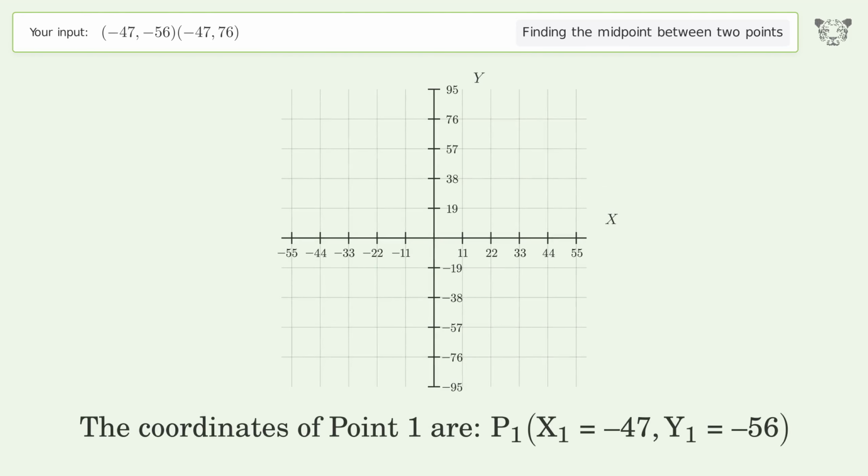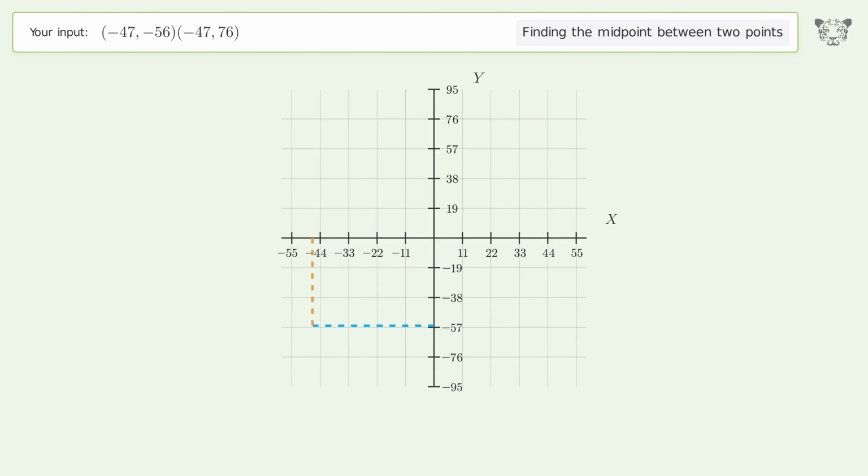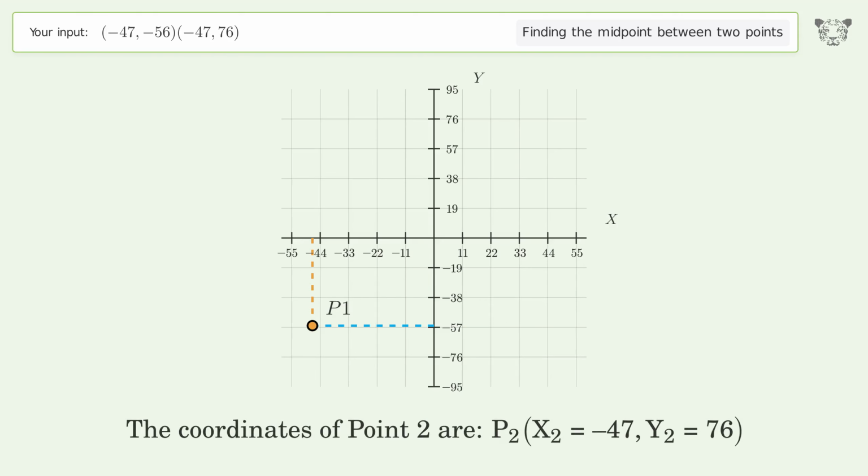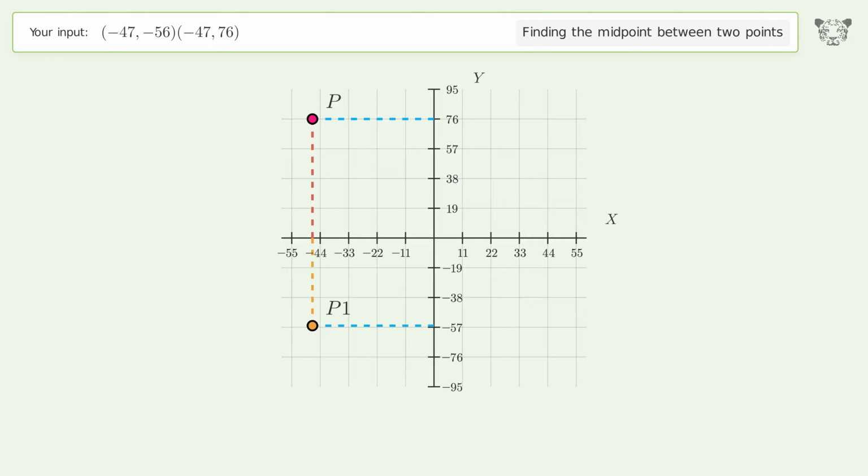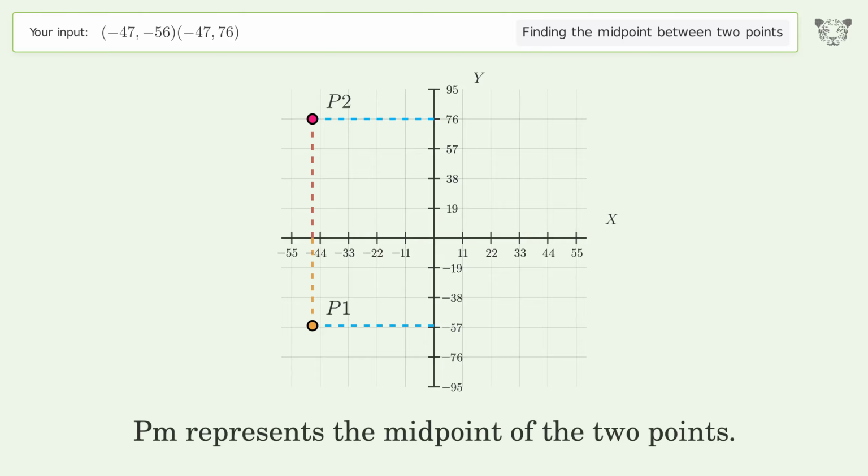The coordinates of point 1 are x1 equals negative 47, y1 equals negative 56. The coordinates of point 2 are x2 equals negative 47, y2 equals 76. PM represents the midpoint of the 2 points.